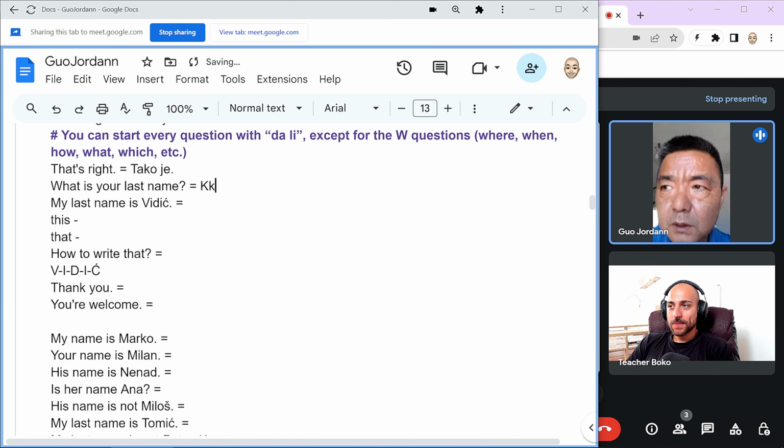Kako, kako se zoveš? Oh, this is your last name. Kako se preživaš? Preživaš. Da. Preživam.